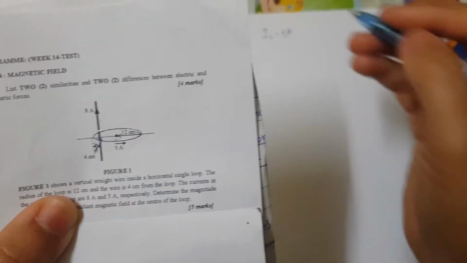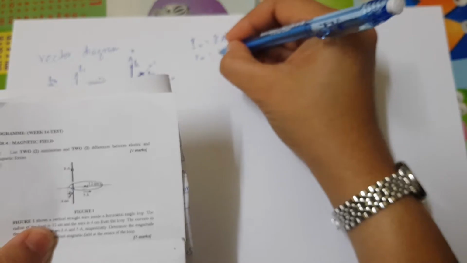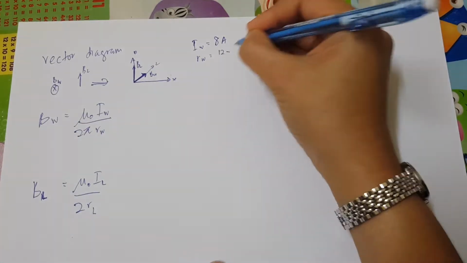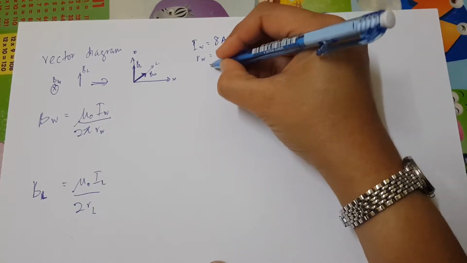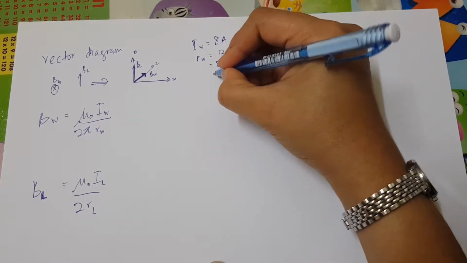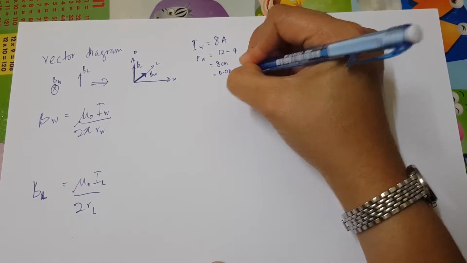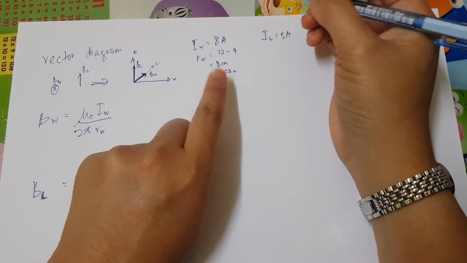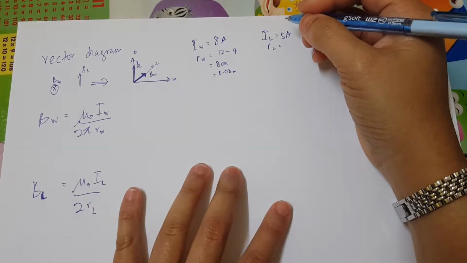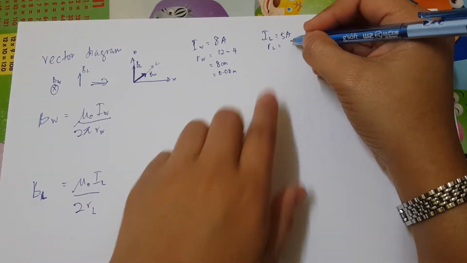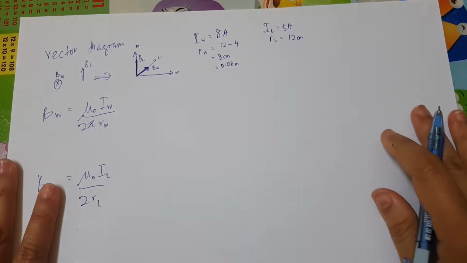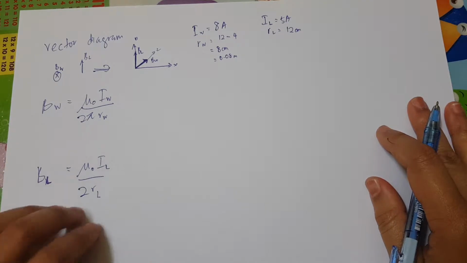So what we have to do is, RW is 12 centimeter minus 4 centimeter. So we get 8 centimeter, right? Which is equivalent to 0.08 meter. We have to show this one. We can just assume we have to show every single step that we do in our calculation. So the RL is definitely 12 centimeter, right? Alright, now let's continue with the rest of it.